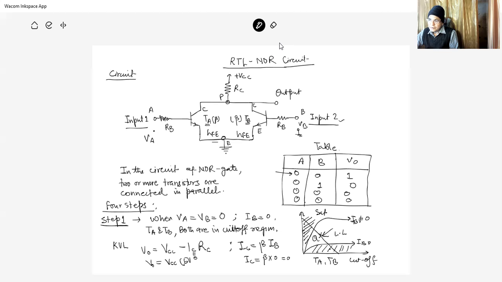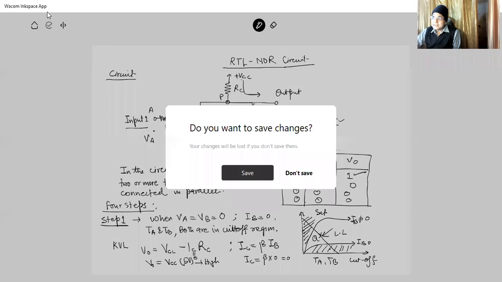VCC means 5 volt. 5 volt means high. So the output is high. So step 1, that is both transistors in cutoff, the output will be 5 volt. It means these two transistors, transistor A and transistor B, both are not working. So the complete power that is given, VCC, is on the output part, and that's why it is high. And in all other cases, you see the output is low. Now we have to see why this is going to happen.